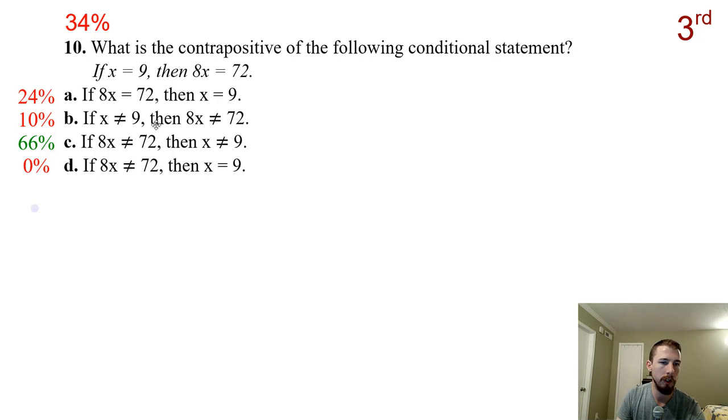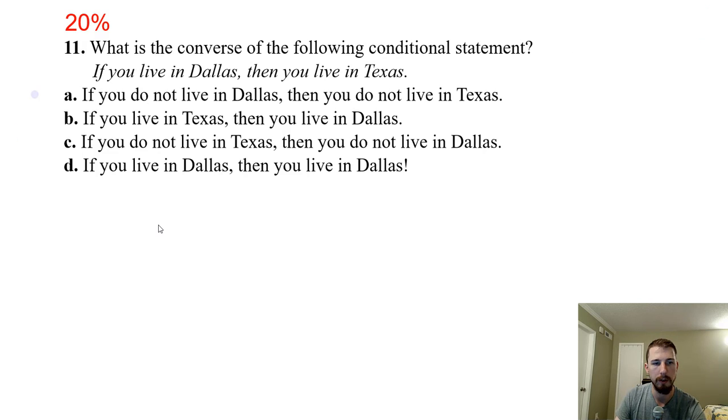So on this one, the converse would be just switching the order, like shoes on the wrong feet. So that would be A. That's what most of you guys got wrong if you got it wrong. And this was the third most missed problem. So again, just remember the difference between the converse, the inverse, and the contrapositive.